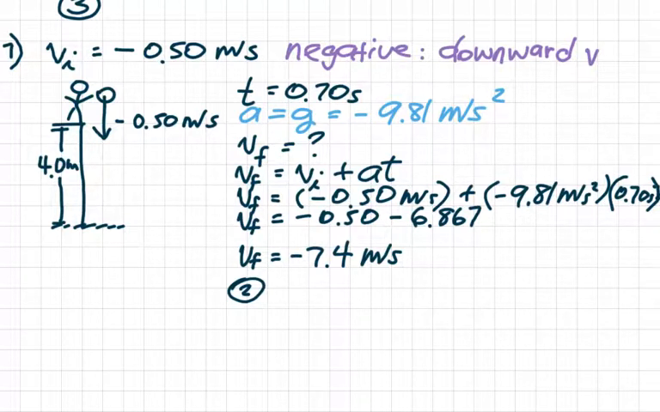Notice that the choices are positive, but that makes sense because they're actually looking for speed. Speed is the magnitude of velocity, so the negative doesn't actually matter. So 7 is choice 2.